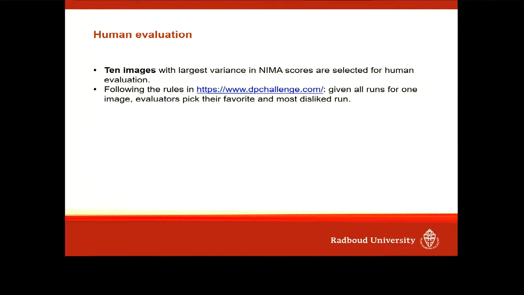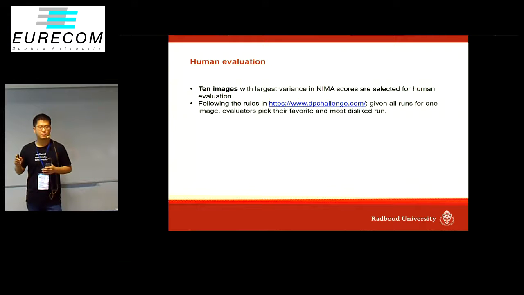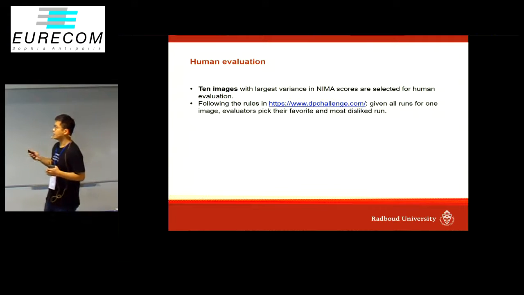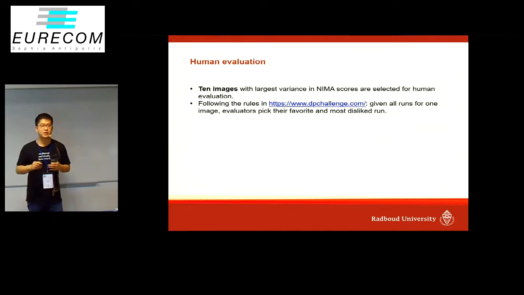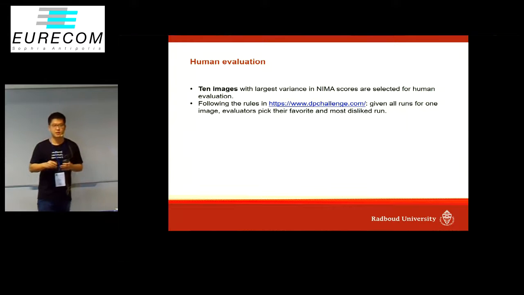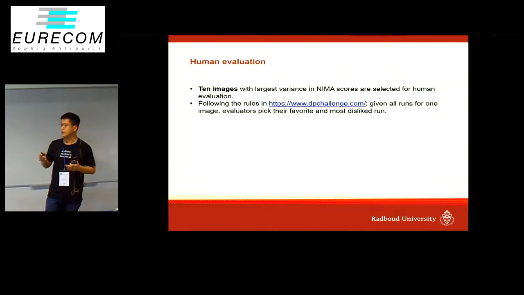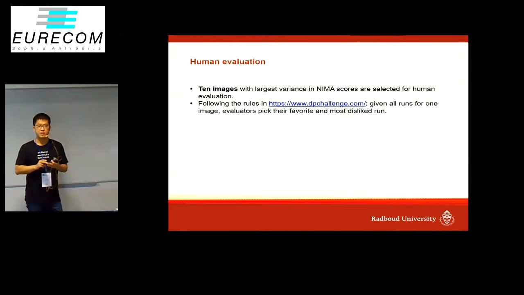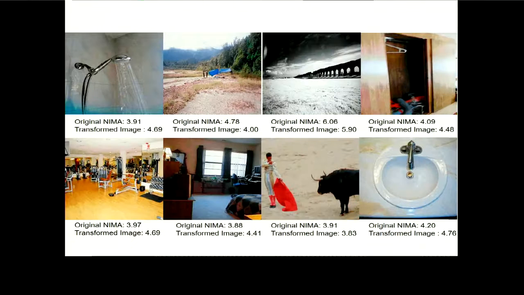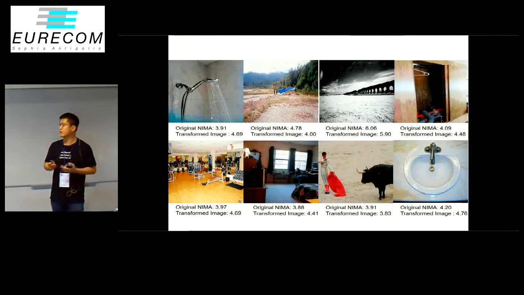We use human evaluation for these participant images, and we select 10 images with the largest NEMA variance scores in the whole dataset. And for each of them, we follow the rules on this website. We give all runs to the evaluators and let them pick, for one image, their most favorite and most disliked ones. These are the good images picked by the human evaluators.